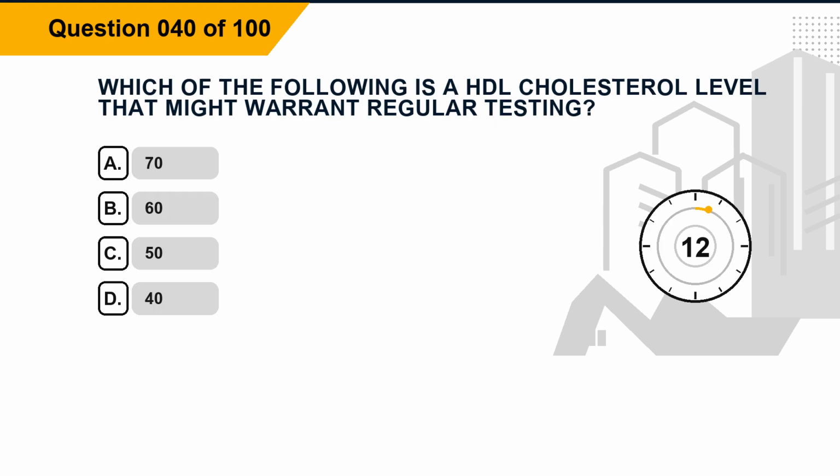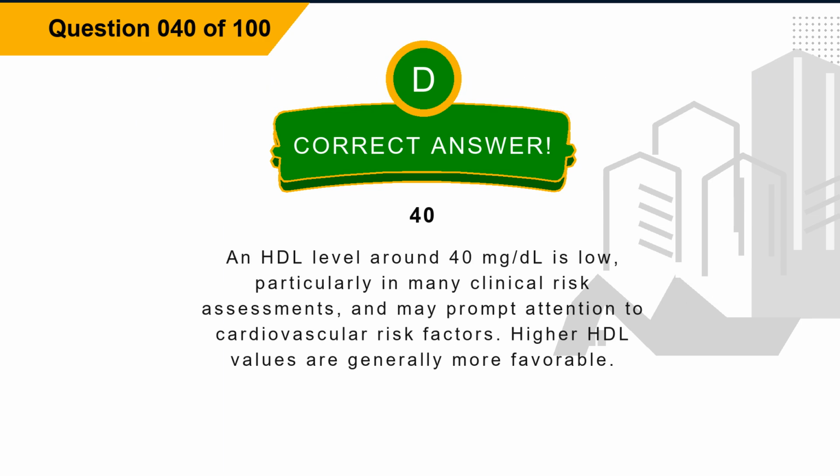Question 40. Which of the following is a HDL cholesterol level that might warrant regular testing? Option A, 70. Option B, 60. Option C, 50. Option D, 40. The correct answer is option D, 40. Explanation. An HDL level around 40 mg/dL is low, particularly in many clinical risk assessments, and may prompt attention to cardiovascular risk factors. Higher HDL values are generally more favorable.